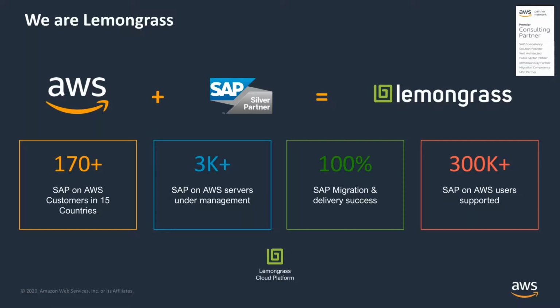And we have about 300,000 users we support for our managed services. And again, all of that, you'll see the little logo at the bottom of the screen there. All of that is supported by or enabled by our automation platform, which is called Lemongrass Cloud Platform, LCP.